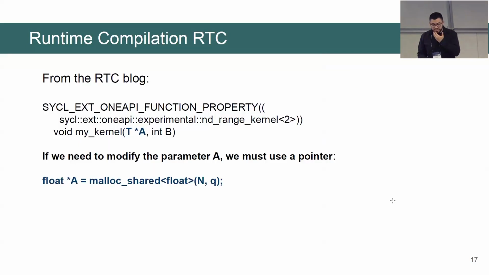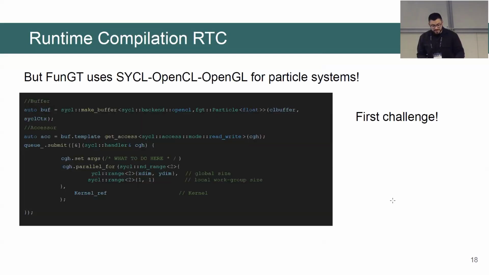And one issue here is in the RTC block, the kernel only uses pointers. So for example, if we need to modify the parameter A, we must use a pointer.